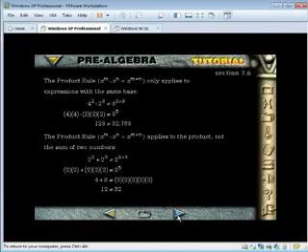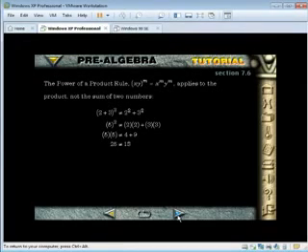The product rule, x^m times x^n equals x^(m plus n), applies to the product, not the sum of two numbers. 2 squared plus 2 cubed is not equal to 2 raised to the power 2 plus 3. 2 times 2 plus 2 times 2 times 2 is not equal to 2 raised to the power of 5. 4 plus 8 is not equal to 2 times 2 times 2 times 2 times 2. 12 is not equal to 32.